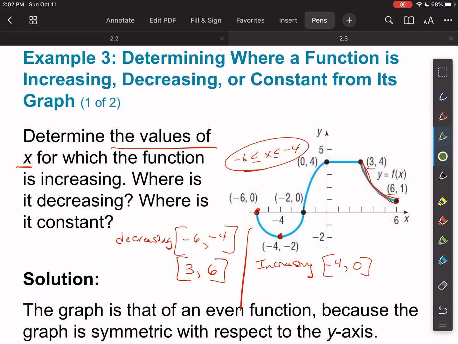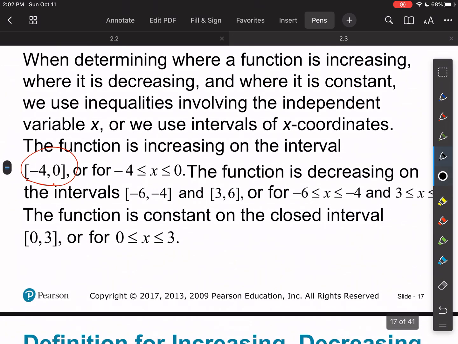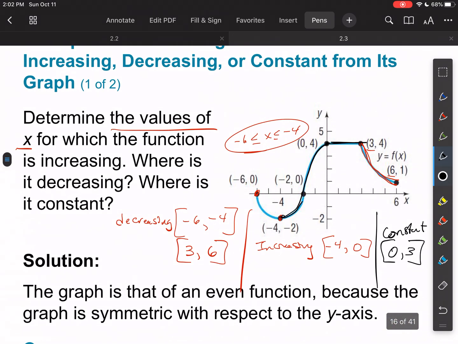Okay, notice, maybe I'll switch colors here. From -4 up through 0, we are increasing in value. And that's the only place where we're increasing, so that's done. Then it's constant from 0 to 3. So from 0 to 3, it is constant. All right, so that is what they're looking for when they're looking at increasing, decreasing, constant.